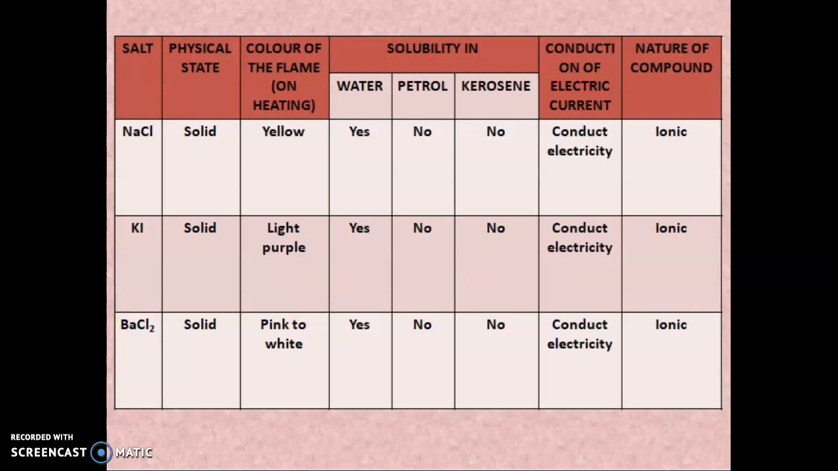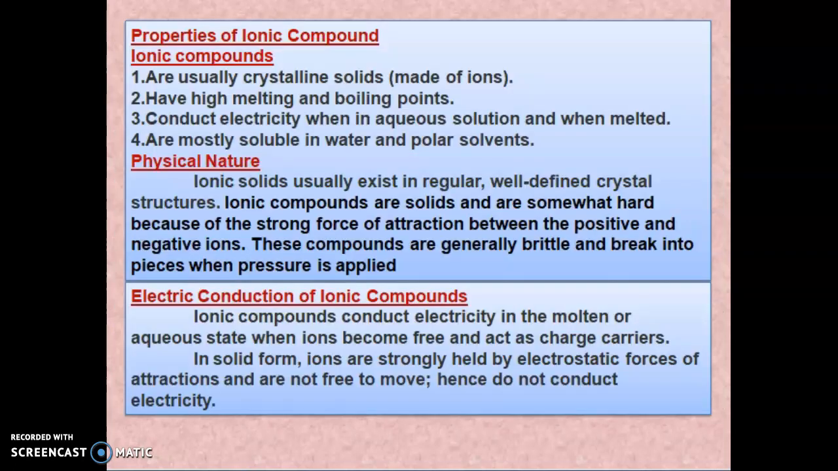Now we can see the physical properties of ionic compounds. The properties of ionic compounds: ionic compounds are usually crystalline solids made up of ions, have high melting and boiling points, conduct electricity in aqueous solution and when molten, and are mostly soluble in water and polar solvents. First, we will check the physical nature.